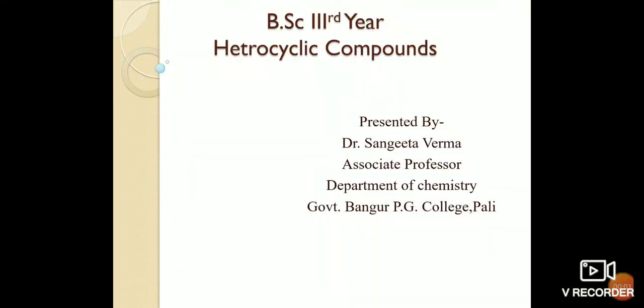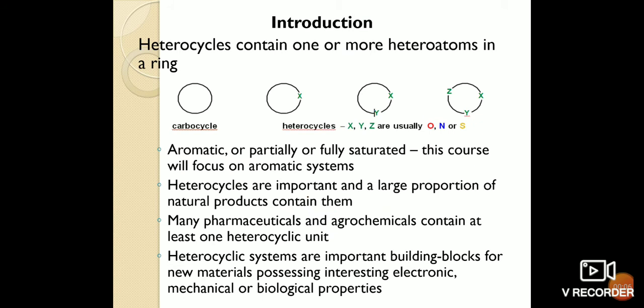Hello everyone. The topic is heterocyclic compounds. Heterocycles contain one or more heteroatoms in a ring. Here is a carbocycle and a heterocycle where the atoms are X, Y, Z, which are usually oxygen, nitrogen or sulfur. These are usually aromatic or partially or fully saturated, but we will focus on aromatic systems.